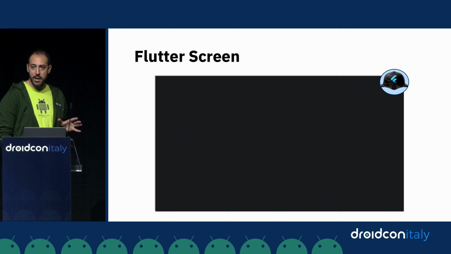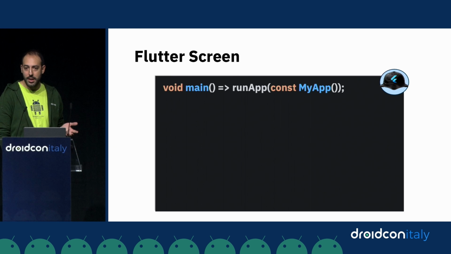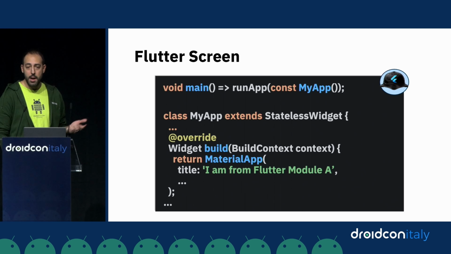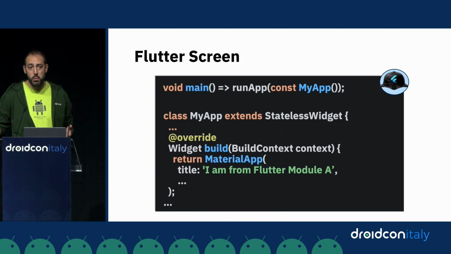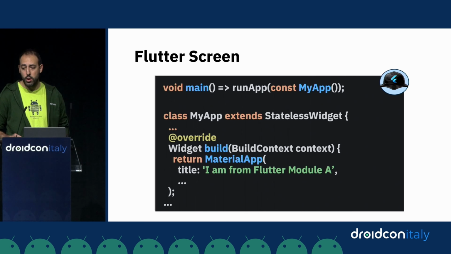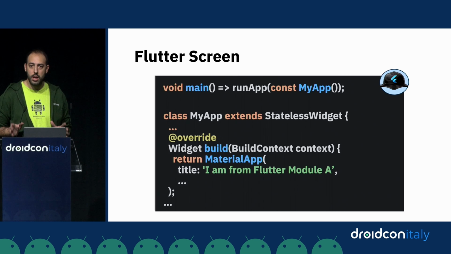So we have the Flutter screen. It's a simple Flutter screen. We have the main method to run the app, and we have our app, which is in this case a stateless widget, but could be also stateful, whatever you want. What I need now is just to identify. So we have a title: I am from Flutter Module A, because we are integrating, including Flutter Module A into our app.